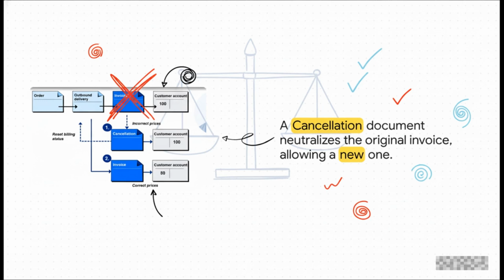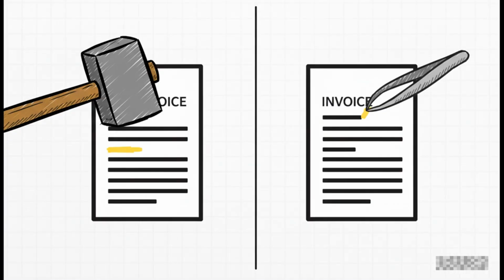Instead of deleting anything, you create a cancellation document. Look at how it perfectly mirrors and neutralizes the original invoice. It posts an exact opposite entry in accounting, and, this is the really clever part, it resets the billing status on the original delivery document. This opens it back up, allowing you to create a brand new correct invoice, all while leaving a perfect, auditable paper trail.